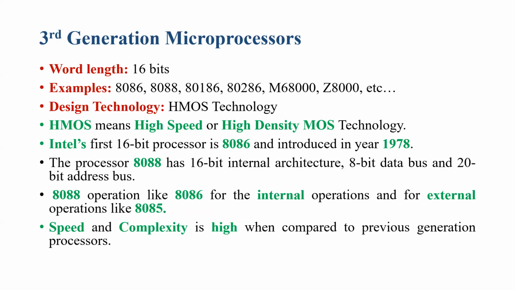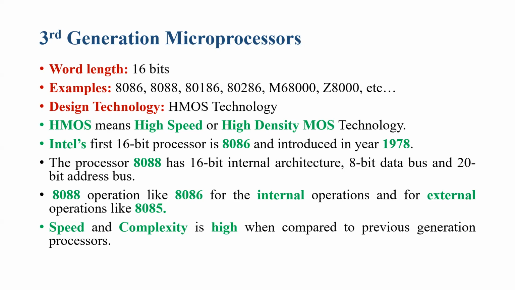Coming to the design technology of third generation processors, it was HMOS technology. What does HMOS mean? High speed or high density MOS technology, but it is not hybrid MOS technology. Just remember, friends, HMOS does not mean hybrid MOS technology. HMOS means high speed or high density MOS technology. The first 16-bit processor is 8086, and it was introduced in the year 1978 by Intel.